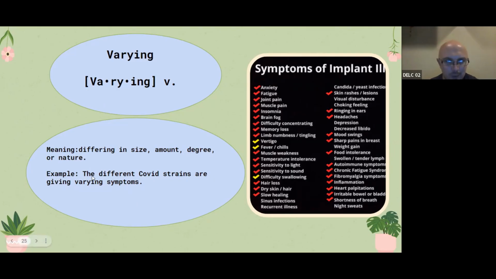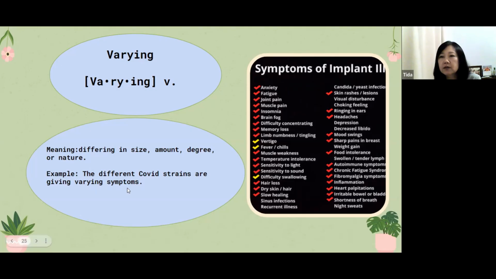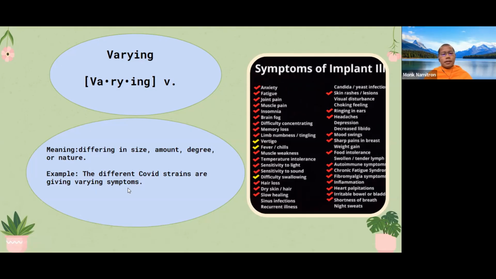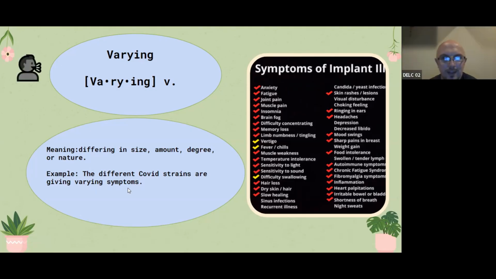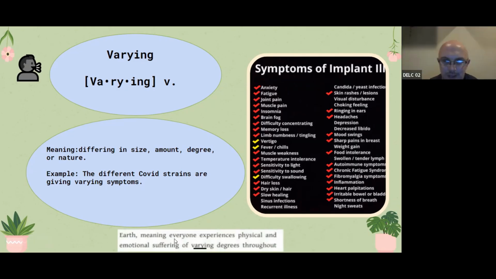Okay, everyone, can we read this sentence? The different COVID strains are giving varying symptoms. Good. And one more time, can we say varying? Varying. Very good. And he says, meaning everyone experiences physical and emotional suffering of varying degrees.